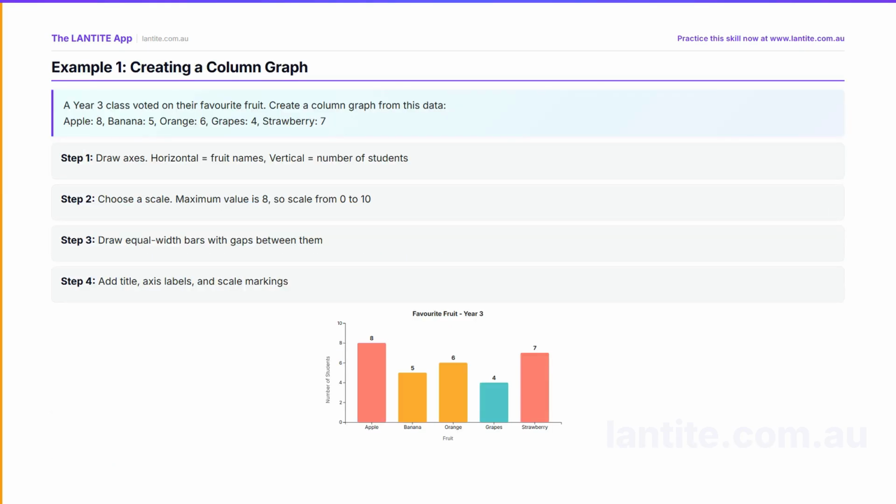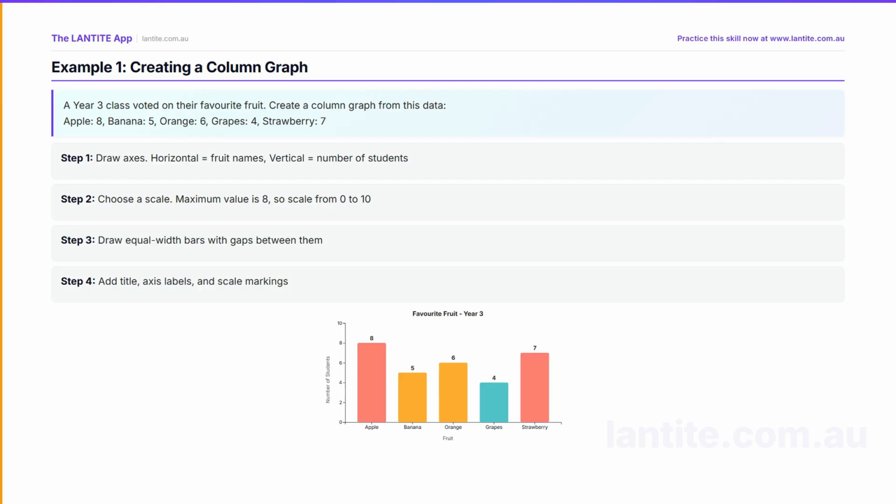Let's create our first column graph. A Year 3 class voted on their favorite fruit. Step 1. Draw 2 axes. The horizontal axis shows the fruit names, and the vertical axis shows the number of students. Step 2. Choose a scale. The maximum value is 8, so we'll go from 0 to 10 to give some headroom.